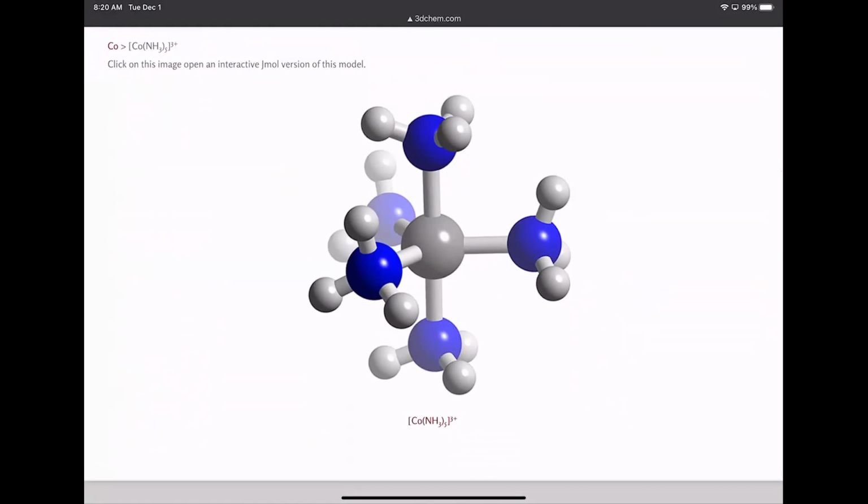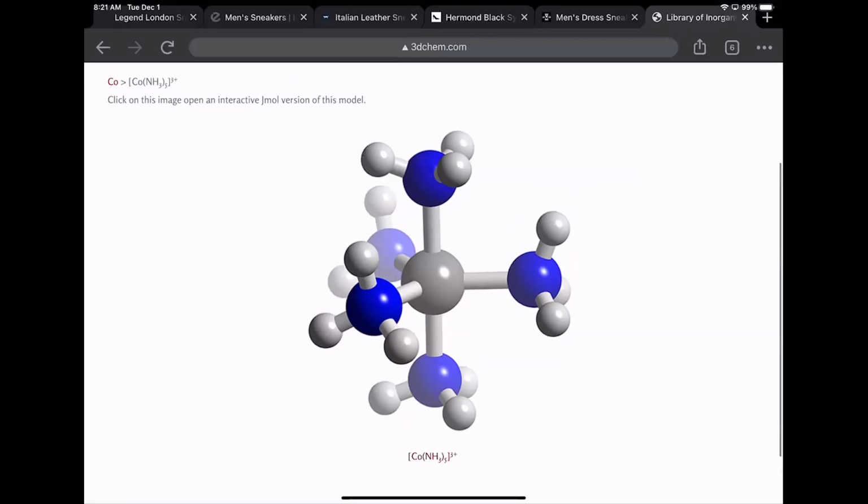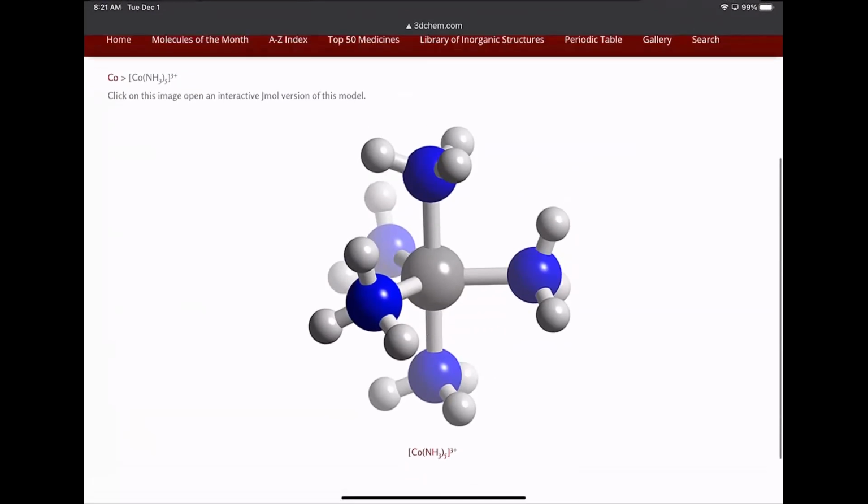Where the ammonia, right? So we see the ammonia, that's going to be the nitrogen. The ammonia is going to be the blue balls here with the white ones representing hydrogen, and nickel or cobalt being the center one. But we can see that trigonal bipyramidal. So the structure of that looks something like this here.